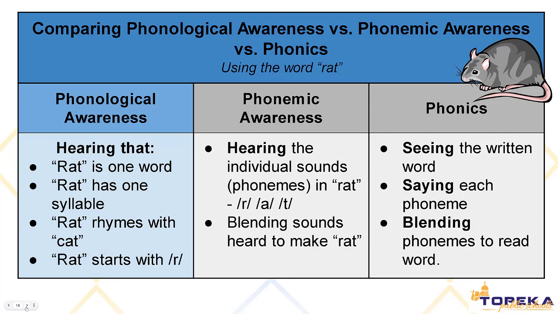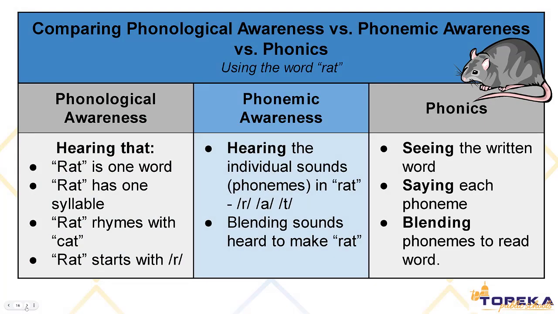So let's look at the word rat. In phonological awareness, students would be able to hear that rat is one word, rat has one syllable, rat rhymes with cat, and rat starts with /r/. So you'll notice it's all of those skills that we saw earlier.